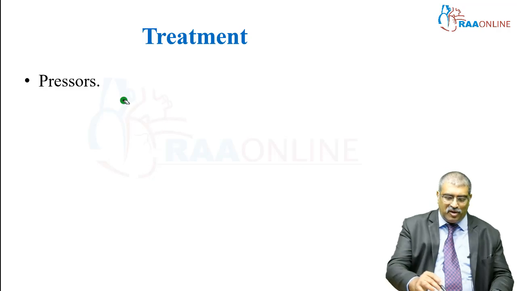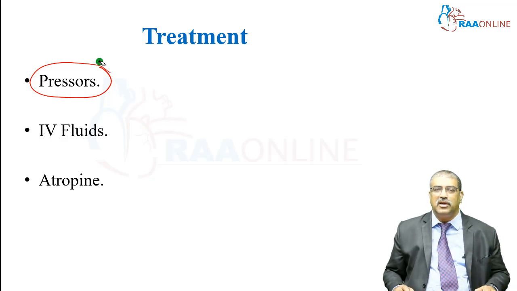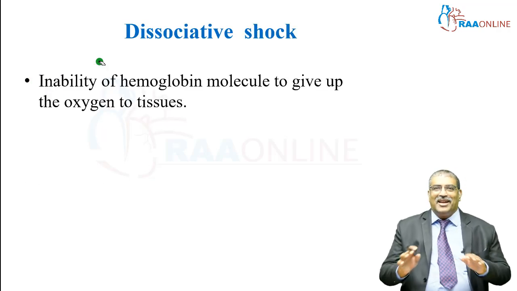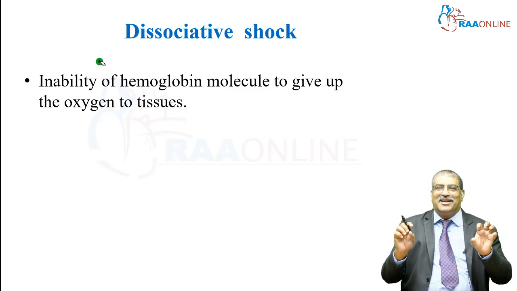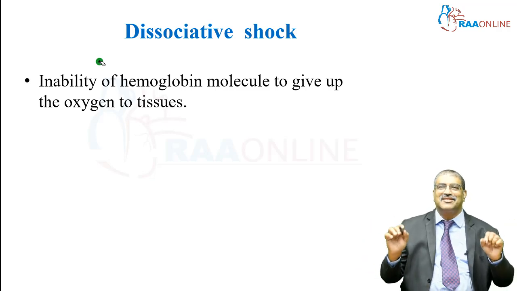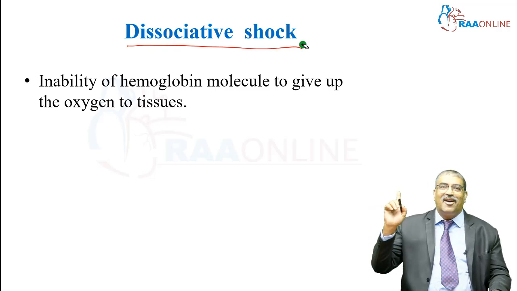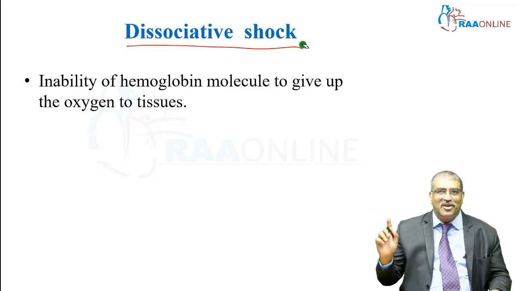The treatment, you have to go for a vasopressor to increase the pressure, lot of IV fluids and atropine to counter the bradycardia. Finally, another different type of shock where oxygen delivery can be compromised without affecting volume, which is called the dissociative shock. Here, as I said earlier, oxygen delivery to the tissue will be compromised.